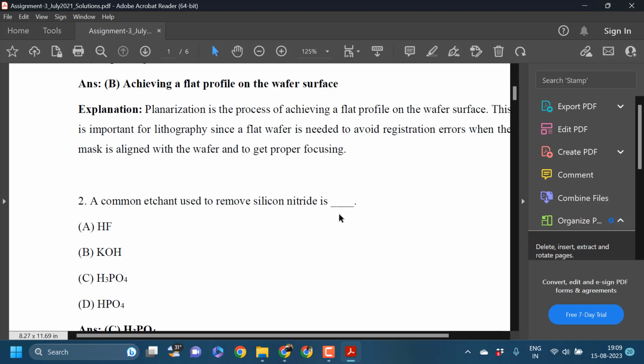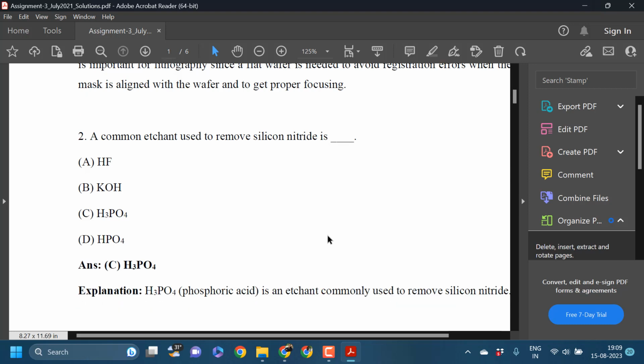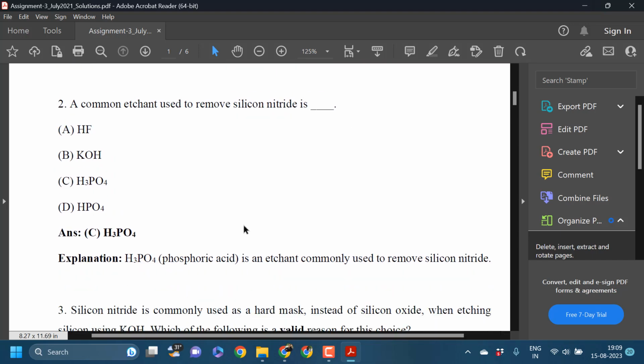It's not KOH, then that was SiO2. This is silicon nitride. KOH, I think, is for SiO2. This is H3PO4, phosphoric acid. That is usually used for removing silicon nitride.